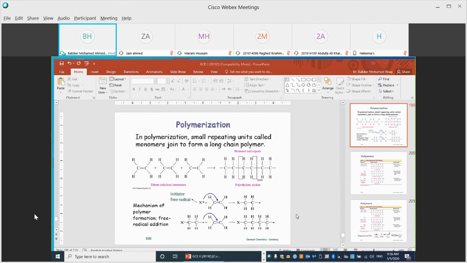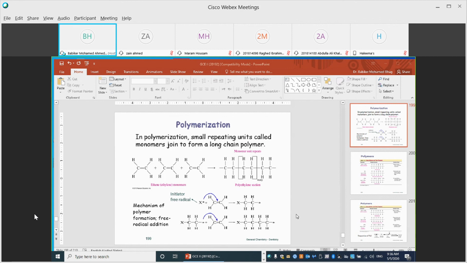You will see this structure in the exam, and there are about 5 statements. Some of them are correct, some of them are wrong. I think there's just one wrong statement. 4 will be correct, number 5 will be wrong. So you'll have to choose the wrong statement. And most importantly, the polymer formation occurs only at high temperature and high pressure. This is very important to know.